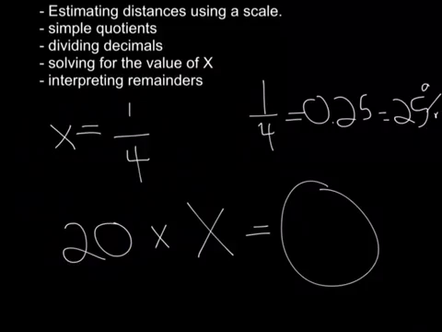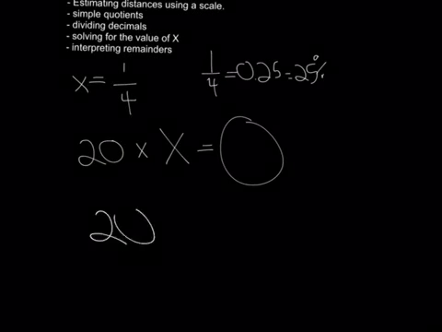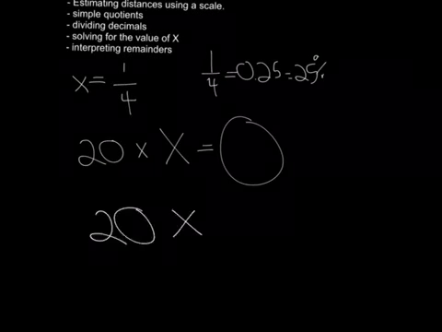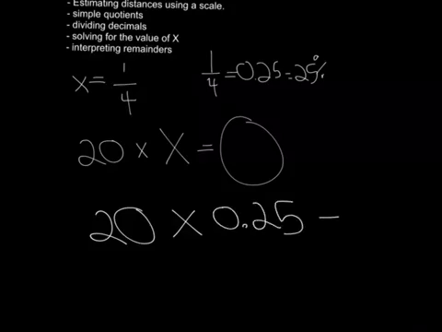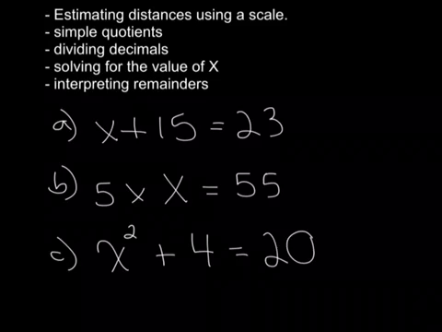So really, I just replace the x, and I would write it like this: 20 times 0.25 equals, and we know that 1/4 of 20 is 5. Okay? Because we replace the x with the value that we know right here. Okay, try these three out.